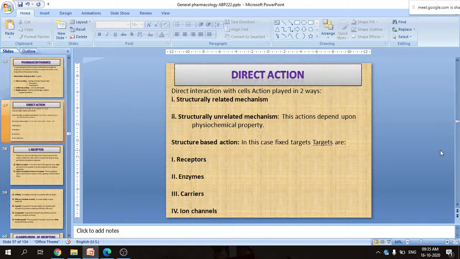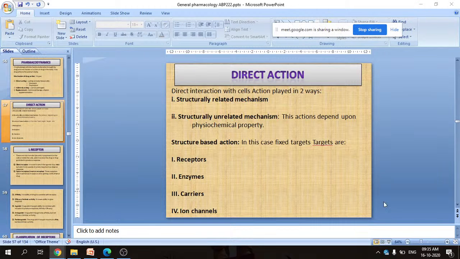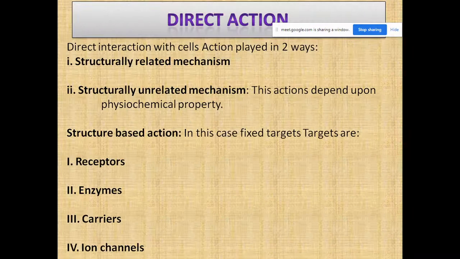Now this direct action or indirect acting drugs or through the replacement therapy. The direct interaction of the drug with the body or with the cells or with the tissue of the body, they are again classified into two different mechanisms or two different ways, that is structurally related mechanism and structurally non-related mechanism.